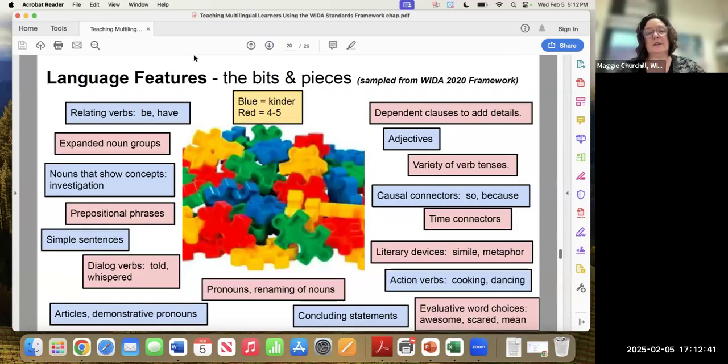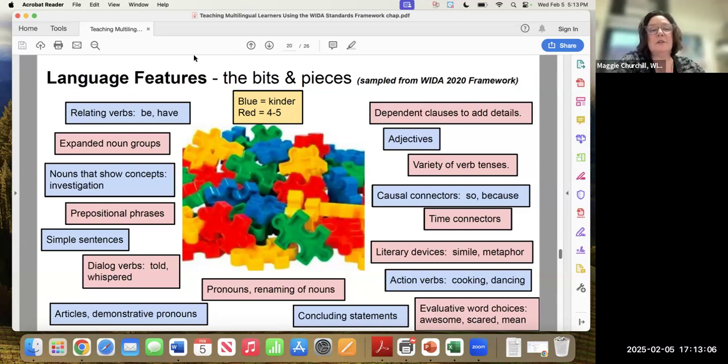And then, like I said, within lessons, so if I'm teaching a scientific explanation or if I'm teaching narration, there are language bits and pieces, and this is just a sample of what's in the framework that we do need to teach our students directly. This is kind of your grammar mini lesson that you're going to include in your lesson plan. So you see some snippets here. The blue is kindergarten and the red is grade level cluster 4-5.